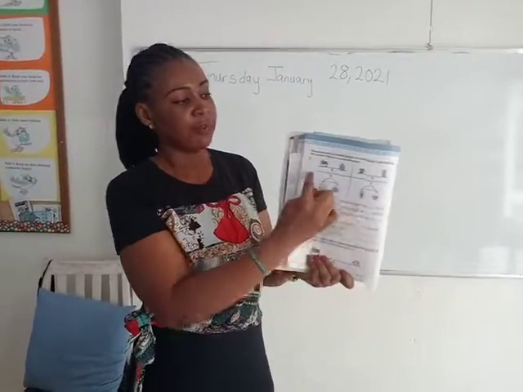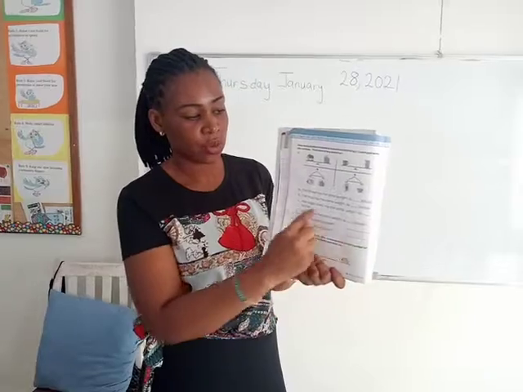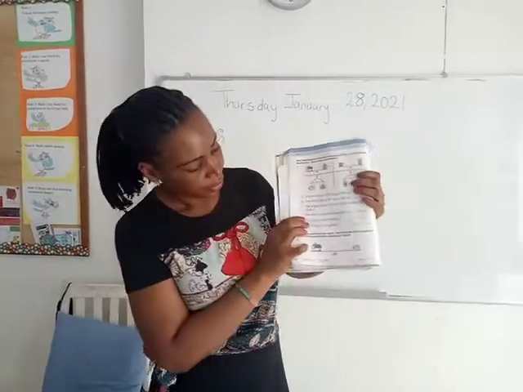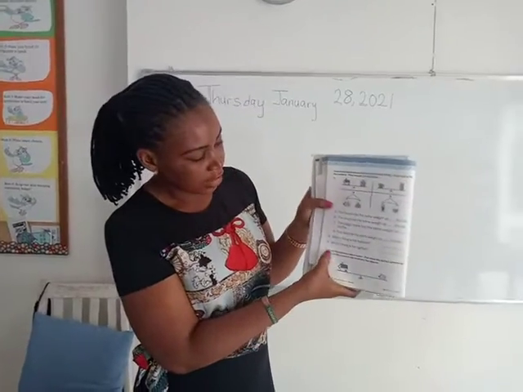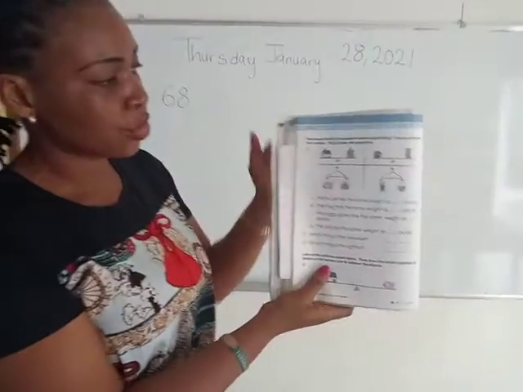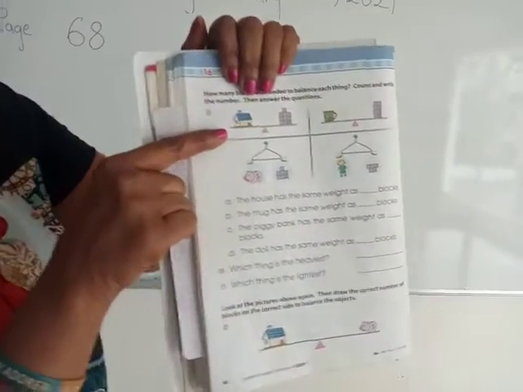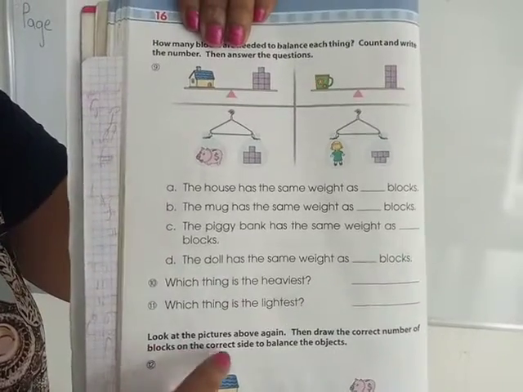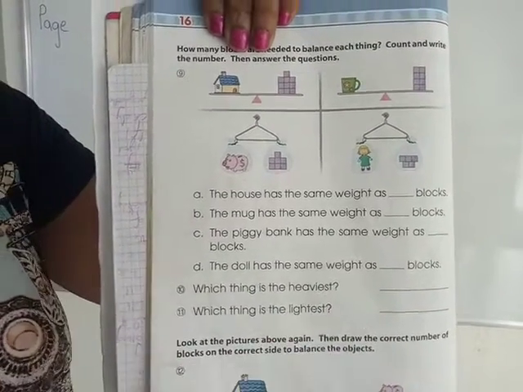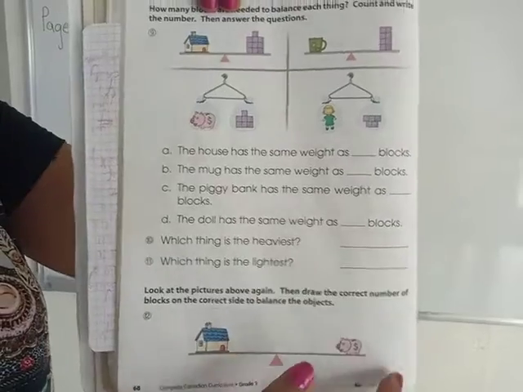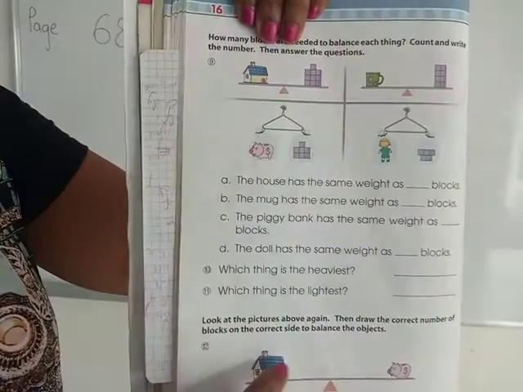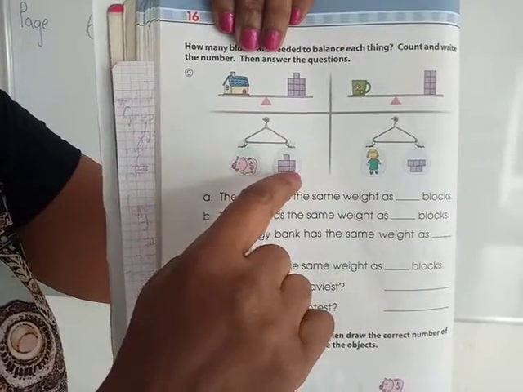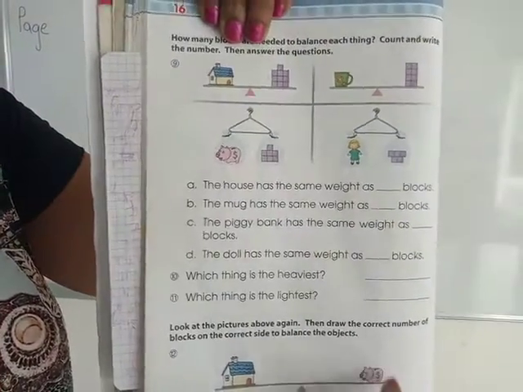You're going to be using the information in this space to answer all the word exercises here. When you're done with that, you come over here. It says look at the pictures above again. So you have to take a look at these pictures above again. Then it says draw the correct number of blocks on the correct side to balance the object. Now on this part you're going to be balancing the object. Here you have 10 blocks, so you can just write 10 here. And here you have how many? 1, 2, 3, 4, 5, 6, 7. You have 7 on the part.